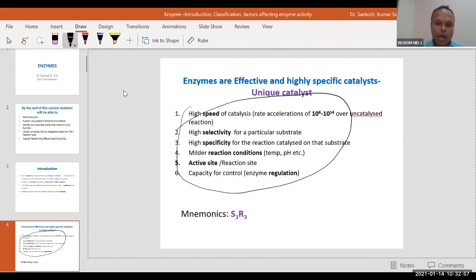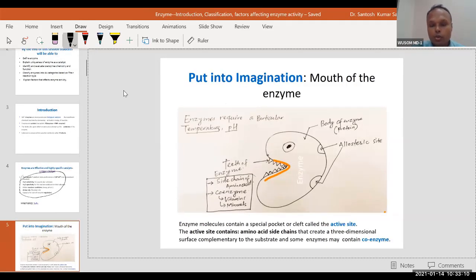I asked you to remember these 6 points as S3 and R3: speed, selectivity, specificity, reaction condition, reaction site (which means the active site), and regulation. So I told you to remember this cartoon. This is a very important cartoon. If you remember it, you will understand enzymes better.